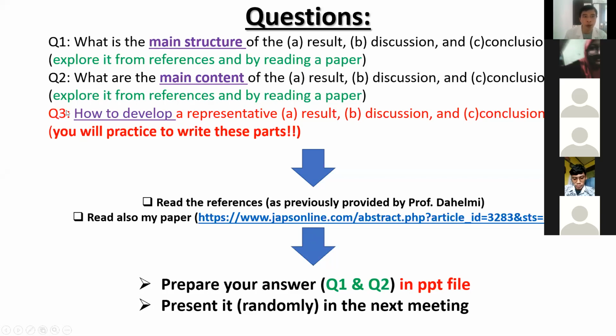Then you will prepare your answers to only question number 1 and question number 2. You don't have to work on question number 3, because it will be the latest part of our lectures, and it is about practice. You will practice writing this part.